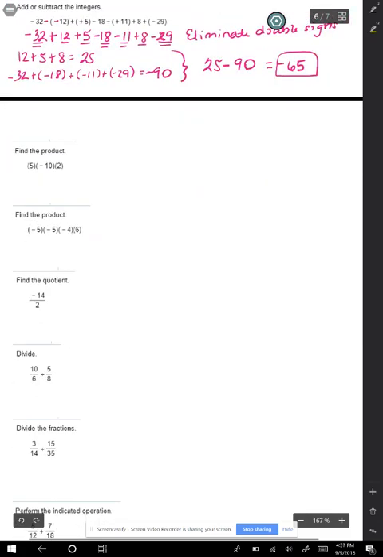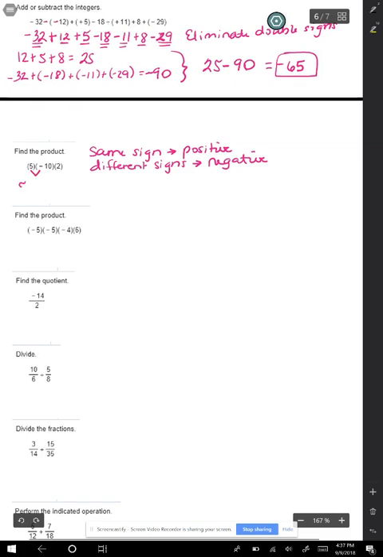On finding the product, the rule is very simple on multiplying and dividing. If you have same sign, it's positive. And different signs is negative. So on these, I start with the first two. 5 times negative 10. 5 times 10 is 50. The signs are different because this one's positive, this is negative. Different signs is negative. And then bring down the next number, the 2.